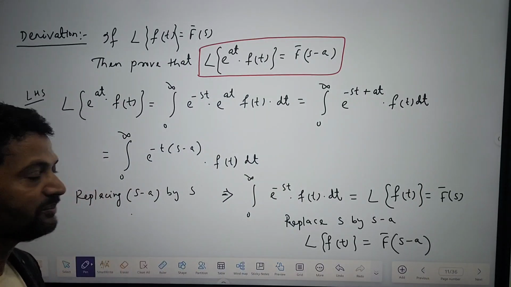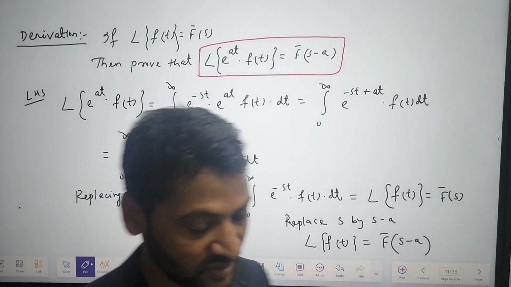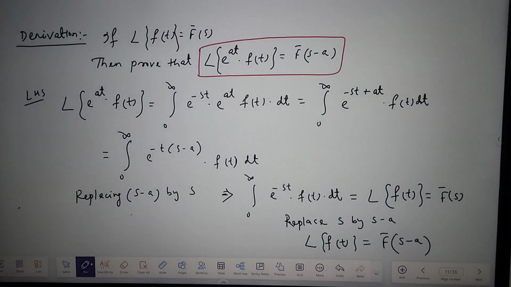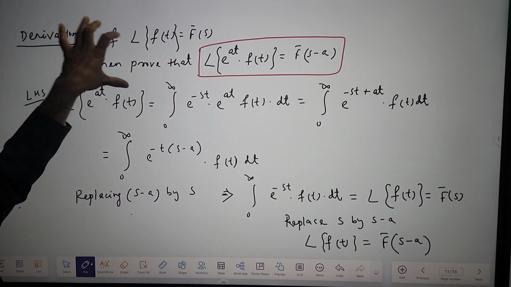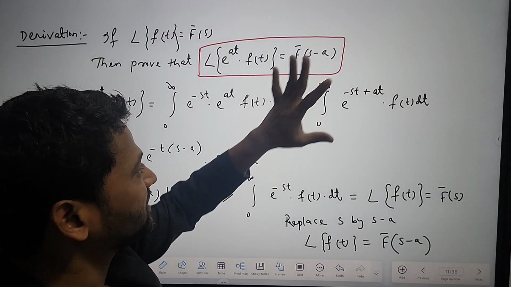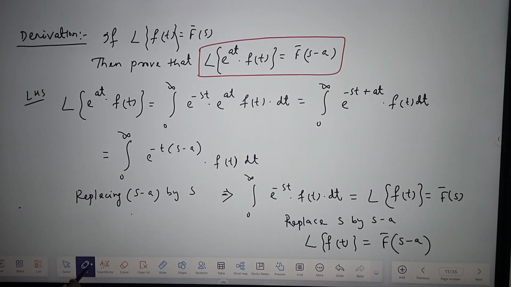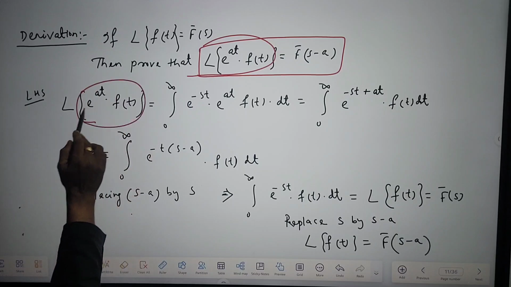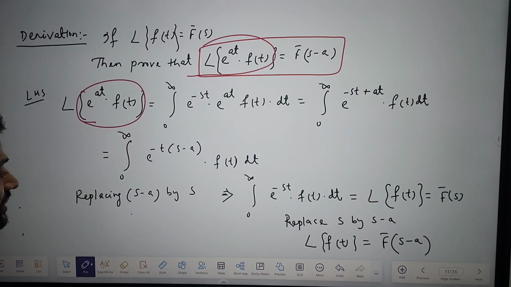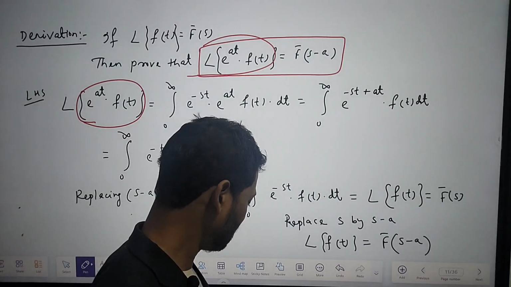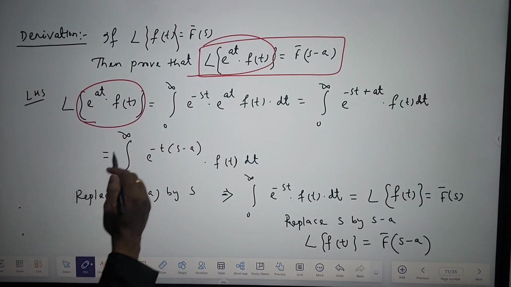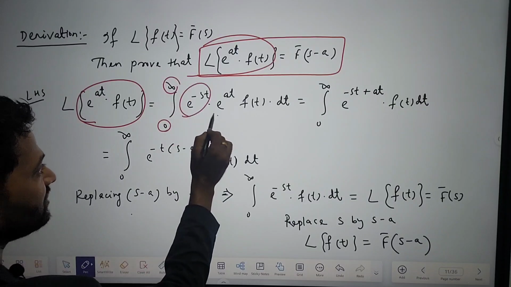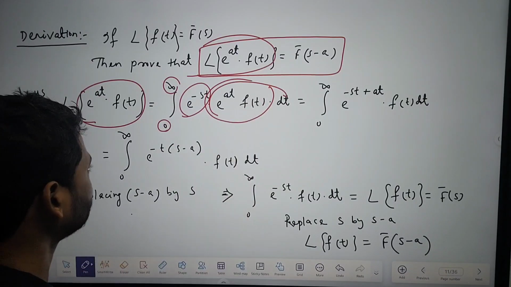Okay, so coming to the final part, the derivation part. If in the exam you get a question to derive this expression, like if Laplace of f of t is f bar s, then prove that Laplace of e to the power at into f of t is f bar s minus a, nothing else, very simple. First you consider the LHS part, so Laplace of e to the power at f of t. What is the standard mathematical expression of Laplace? Integration from 0 to infinity e to the power minus st into that function into dt.